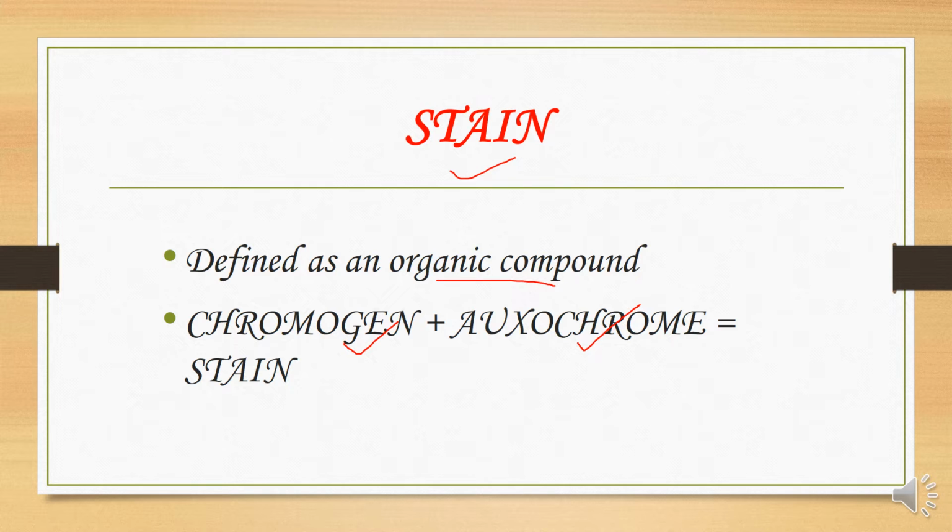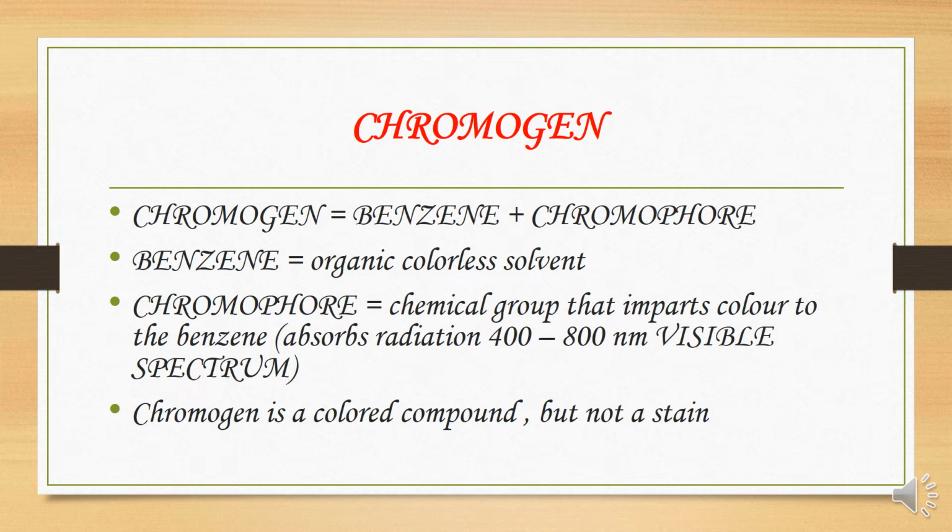If any organic compound has to be called a stain, it needs to have both of them, that is, the oxochrome as well as the chromogen. So what are these oxochromes and what are the chromogens? Chromogen is in turn made up of two different parts, one being benzene and the second one being chromophore. Benzene, as all of us know, is a colorless solvent. It's an organic colorless solvent.